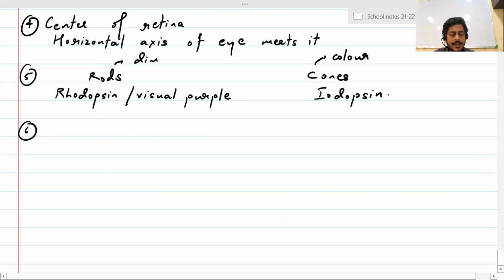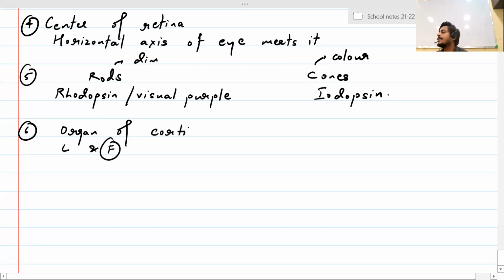The sixth one that we had discussed for today was the organ of Corti, location and function. Okay, I hope you've kept the questions open.